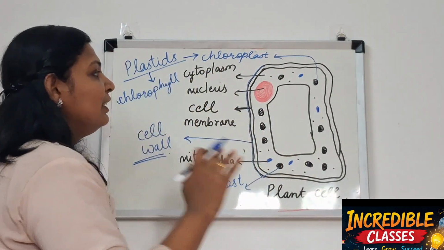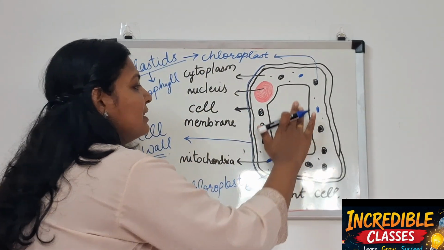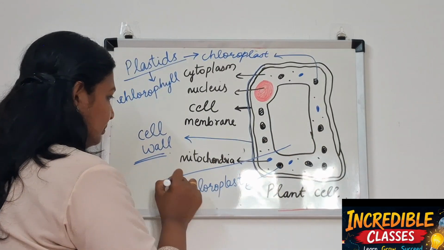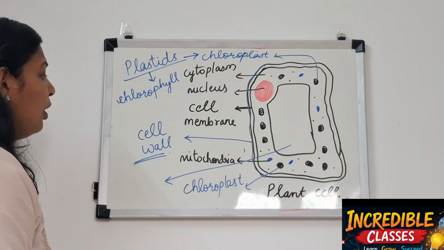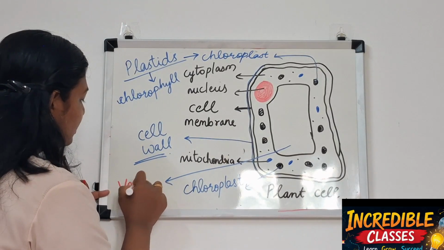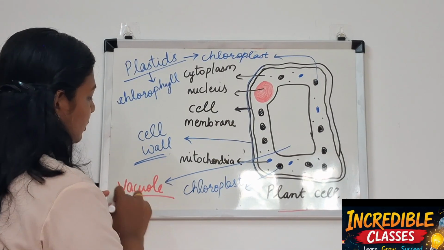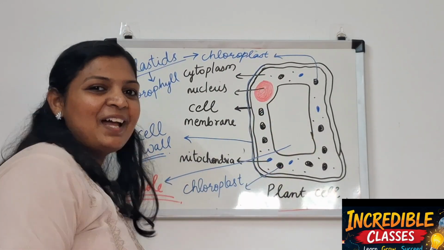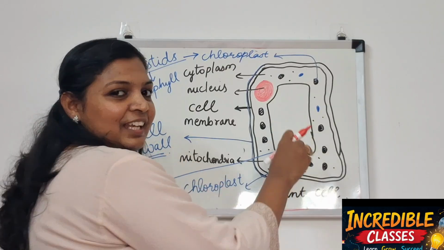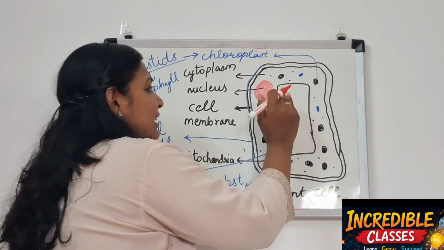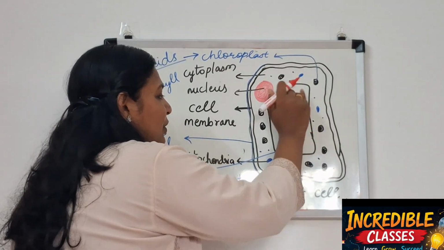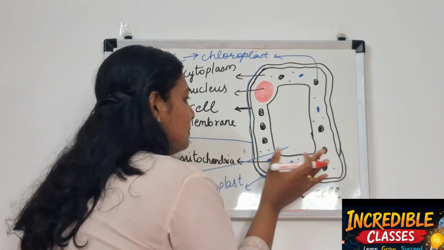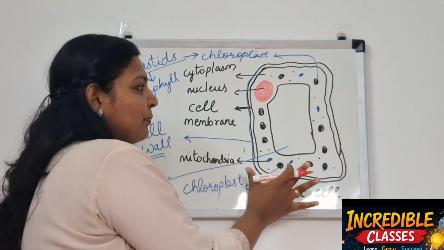Now the another thing, you can see a big empty space here. What is this big empty space? It is nothing but the vacuole. You know, vacuum space, so it is called the vacuole. Empty space, yes. Now here the plants put their waste in it, and because of this empty space, this cell has a specific shape.